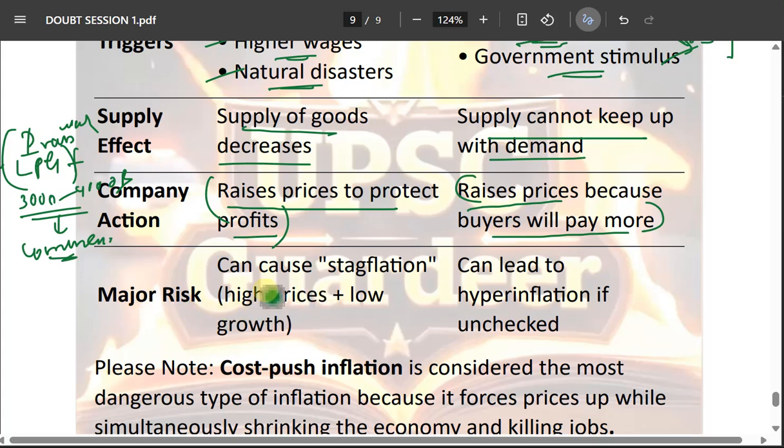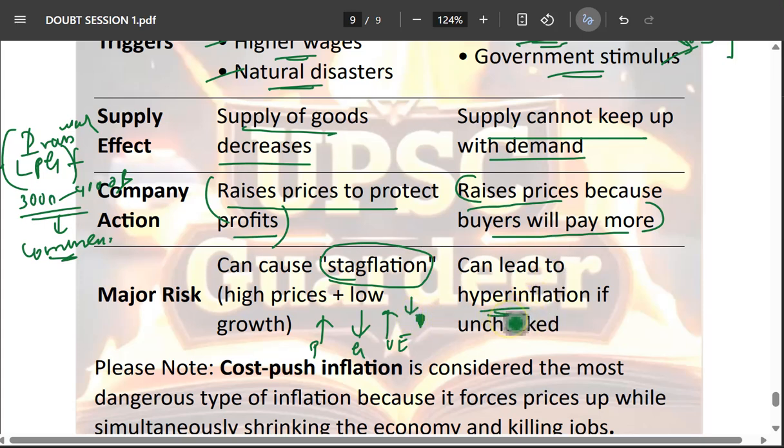So what is the major risk? It causes stagflation, which is very dangerous. If anyone asks you, or if you see it in a prelims question, it's the most dangerous type of inflation. It is cost push because it causes stagflation. There are higher prices, growth is low, unemployment is at peak, but still inflation is peaking. That is called stagflation.